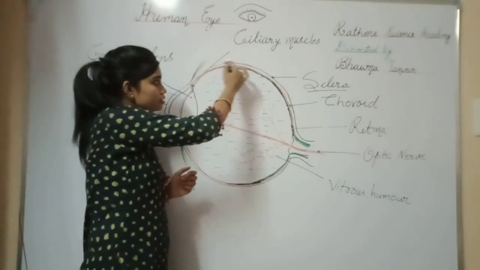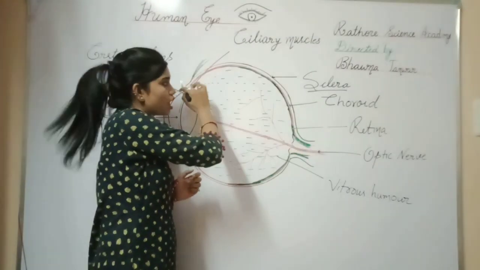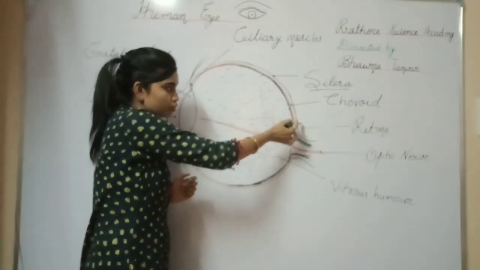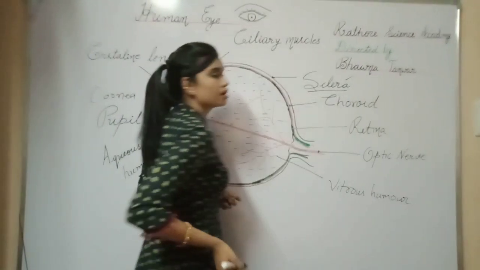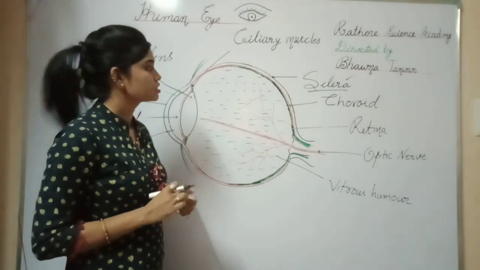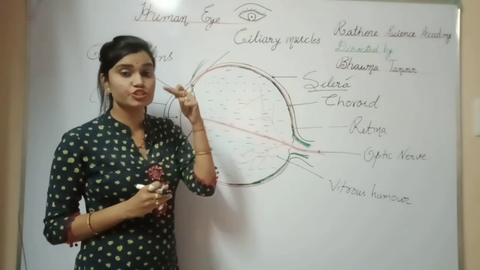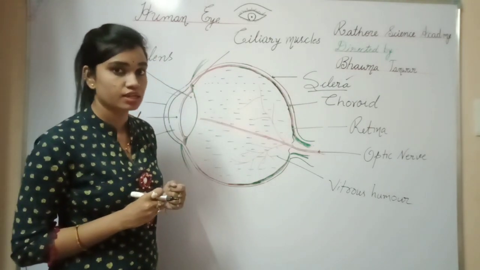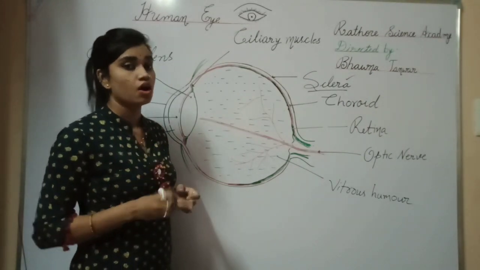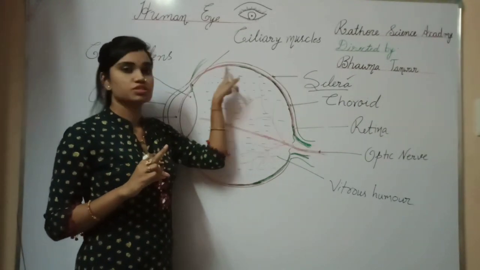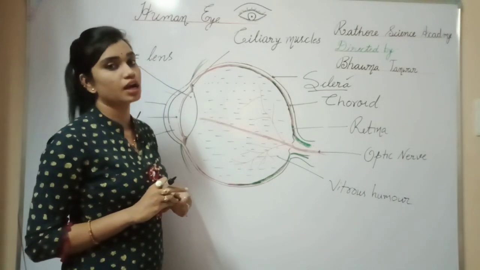The outermost layer of the human eye is known as sclera. What? Sclera. Sclera is the whitish portion of our eye, or you can say the outermost layer of the human eye.